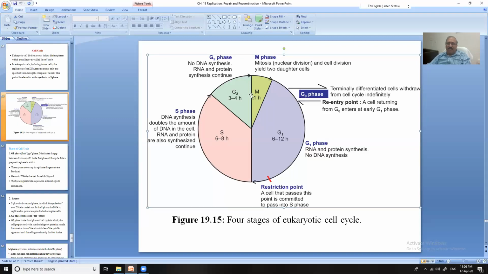Then in M phase, mitosis and cell division yield 2 daughter cells. And in G0 phase, terminally differentiated cells withdraw from the cell cycle. The re-entry point: a cell returning from G0 enters at early G1 phase, with RNA and protein synthesis and no DNA synthesis.